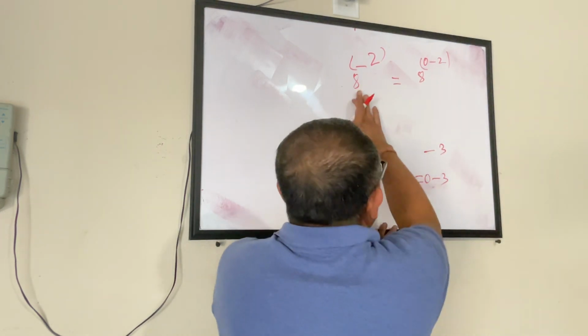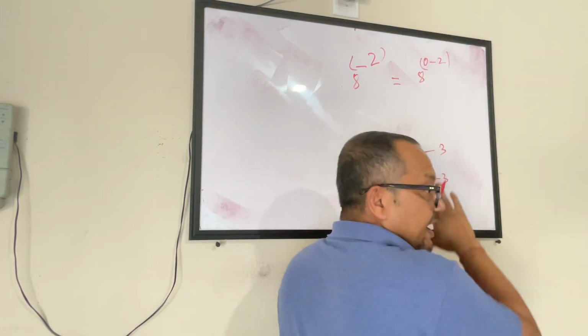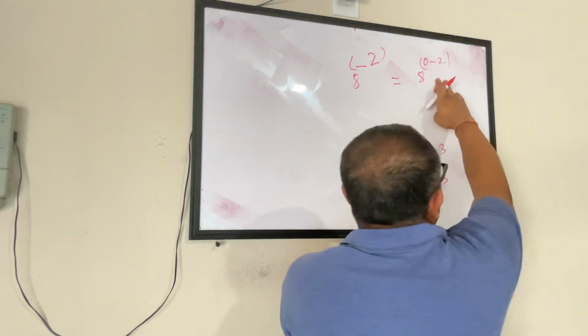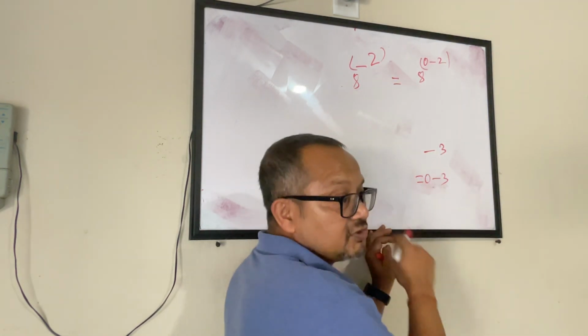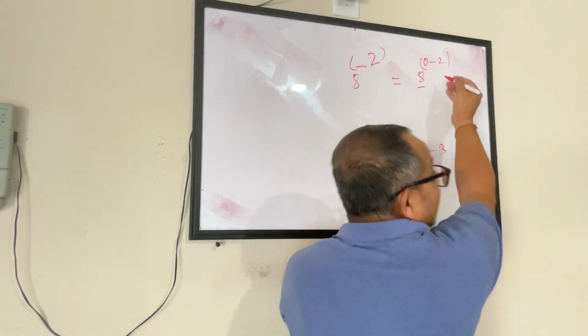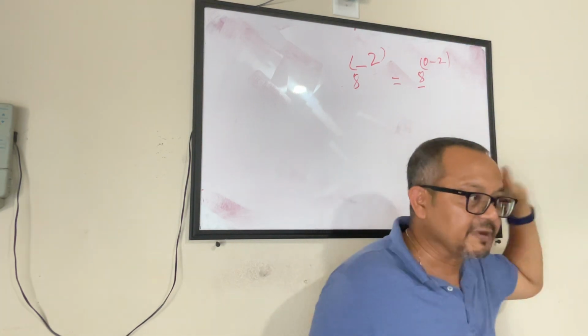Now look at this. A to the power minus 2. Can I write this as, no mysterious smiles, okay? A to the power minus 2, I can write this as a to the power 0 minus 2. Everybody with me so far?